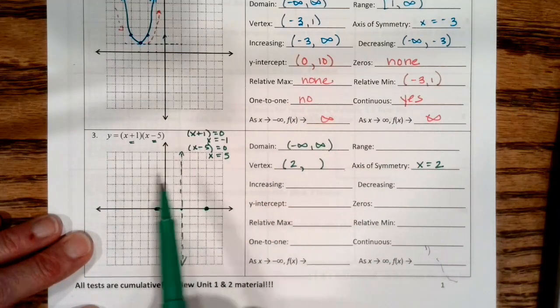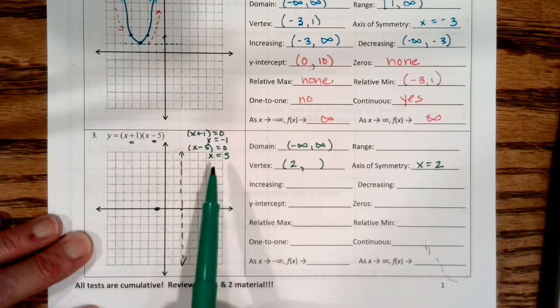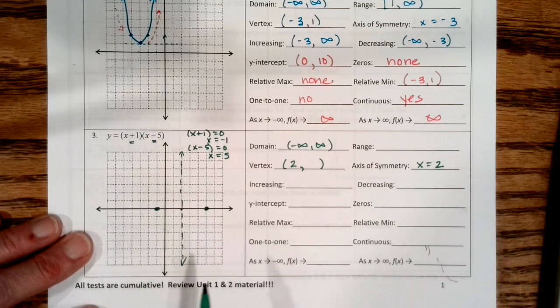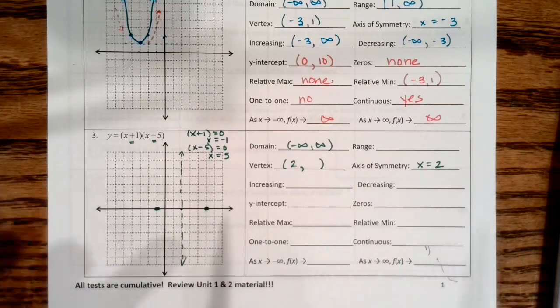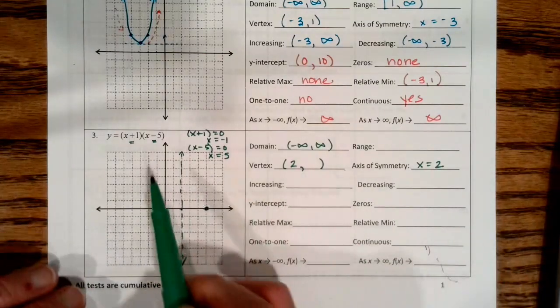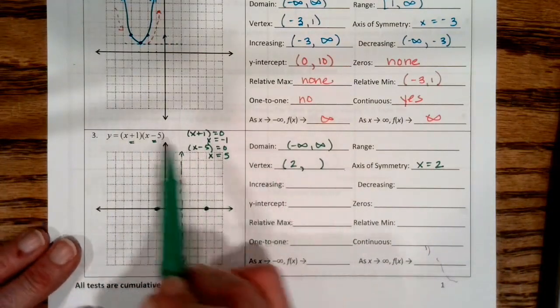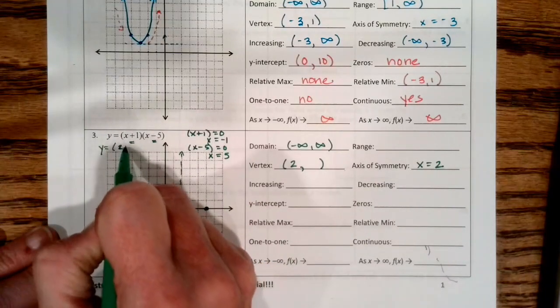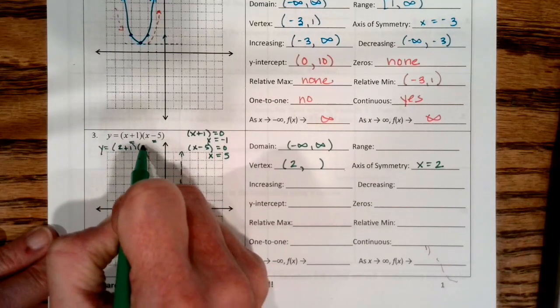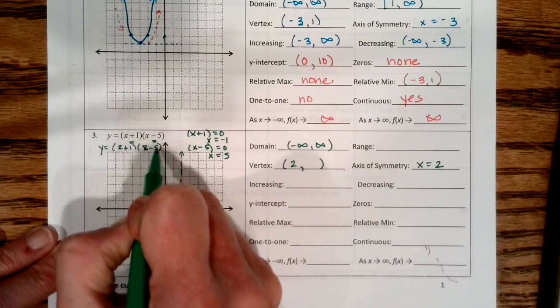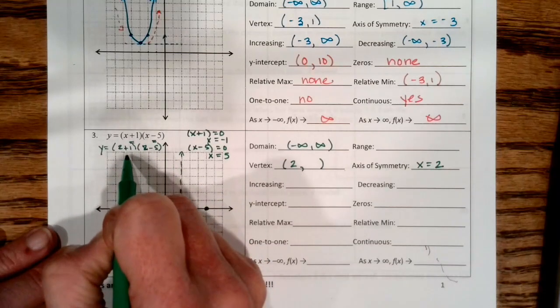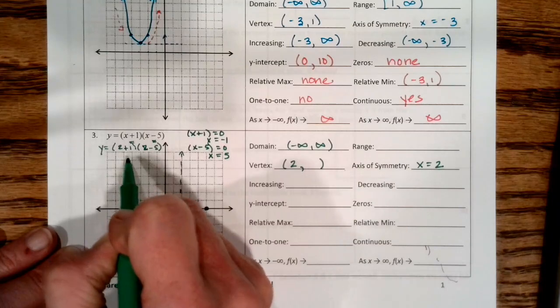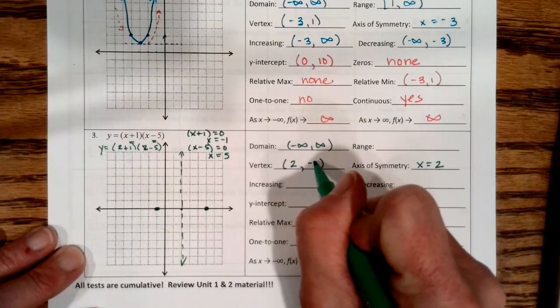What I need to find is where does this happen? Where does the curve happen? So I've got two choices. I could go ahead and put -2 or put +2 in here. y = (2 + 1)(2 - 5). So 3 times -3 is -9.